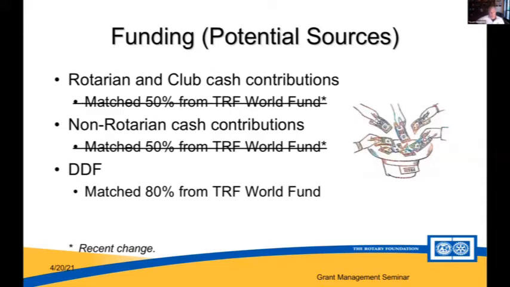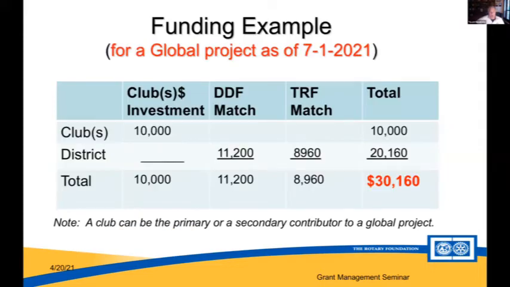DDF are district designated funds, which is what the district will approve for your global grant. That money will be matched 80% from the Rotary Foundation World Fund. So that's a huge way to get funded because you're almost doubling the amount of money that you have in DDF.